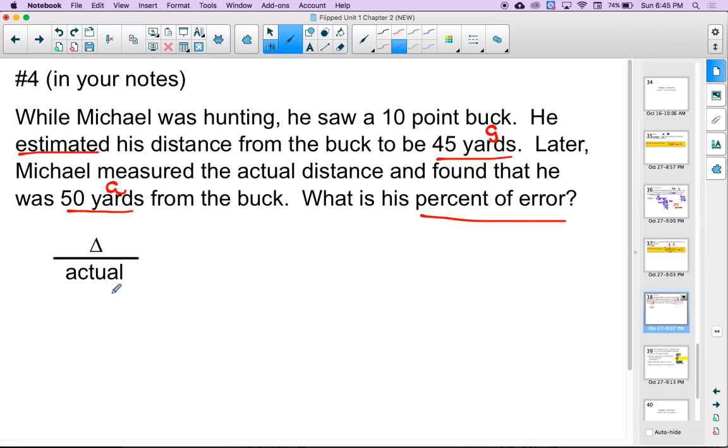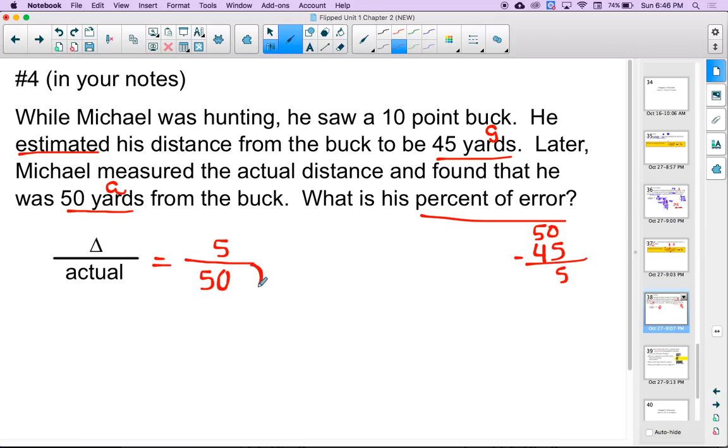So I do want you to write down the formula. The formula is delta over actual. Delta means the change or the difference. So we're going to take our actual and our guess and subtract them. 50 minus 45. You can do this in your head if you want. That's fine by me. 50 minus 45 is 5. So the amount of error, the amount off that his guess was, is 5. And then we divide it by the actual distance, the actual number, and that's 50. So my first step here is my ratio, 5 over 50.